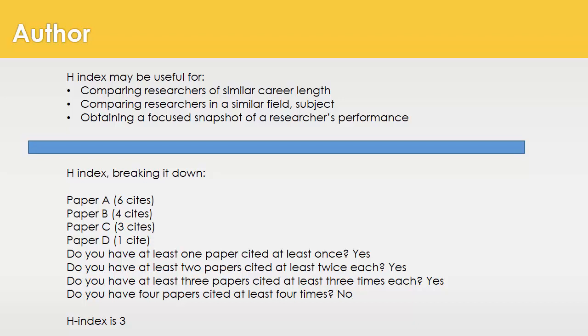However, the H-index may be useful for comparing individuals from similar fields who have been in the field for a similar length of time. Here's a slide that simplifies the breakdown of calculating the H-index. So in this example, the researcher's H-index is 3.